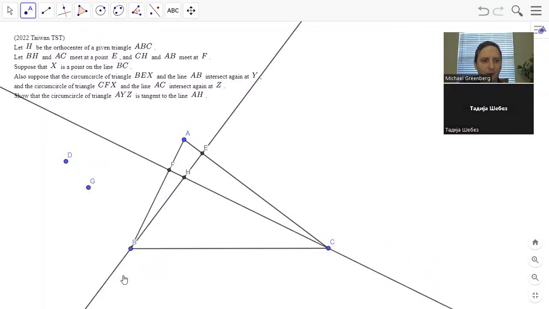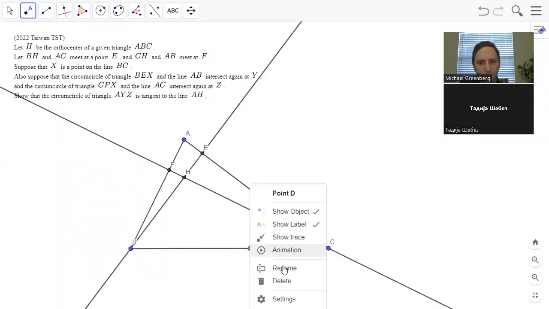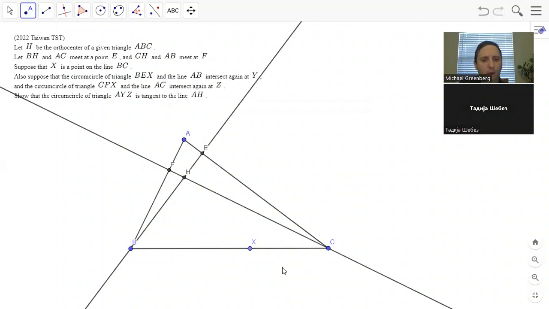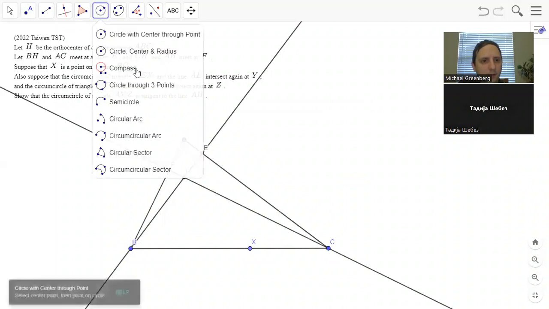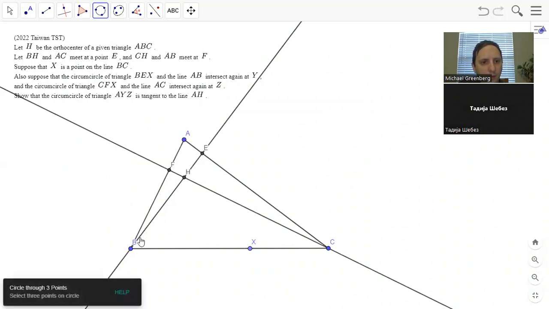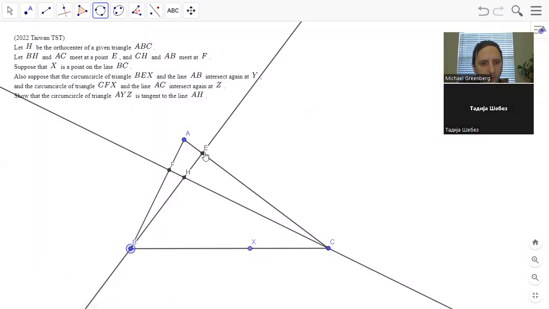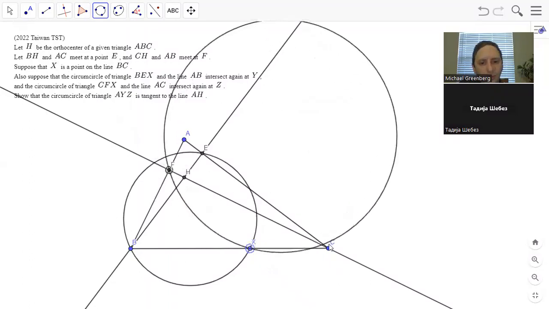Okay, so X is on BC. Looks like it can be any point. Well, X and BEX intersects AB at Y. We draw BEX and CFX. Interesting.